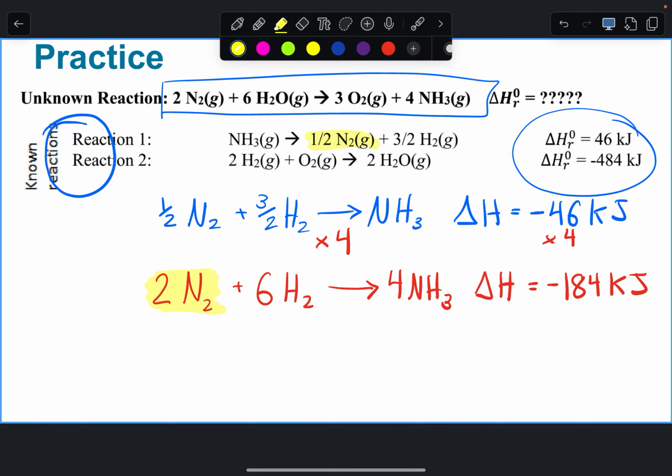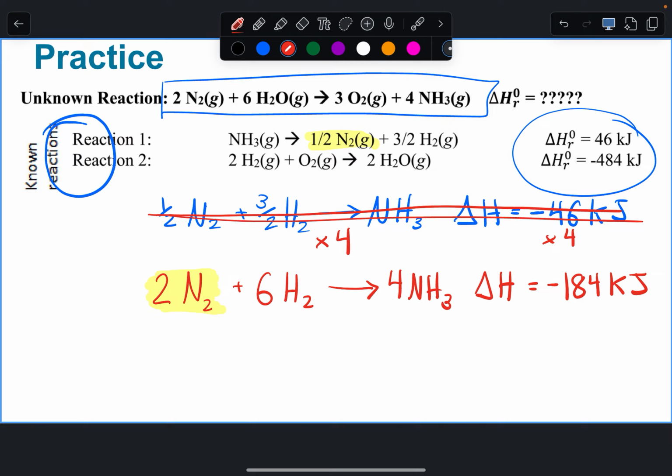Okay, so now I look at my next chemical in this unknown reaction, 6 H2Os. I want 6 H2Os. Okay, I'm looking at my reactions. Reaction 2 is where I have 6 H2Os. Let me also cross out this one because we didn't actually use that. That was just kind of like we did one step and then we did another.